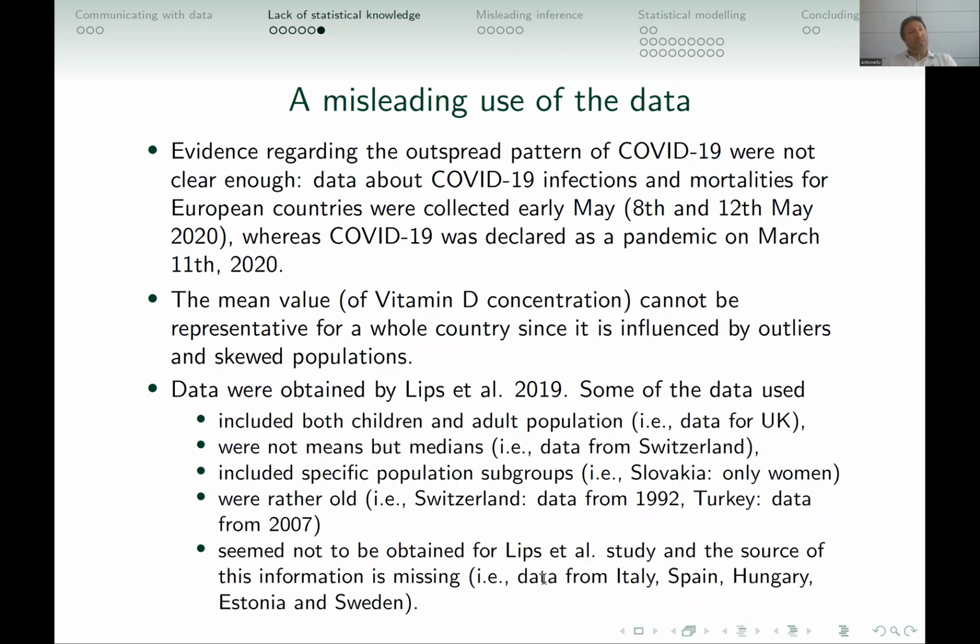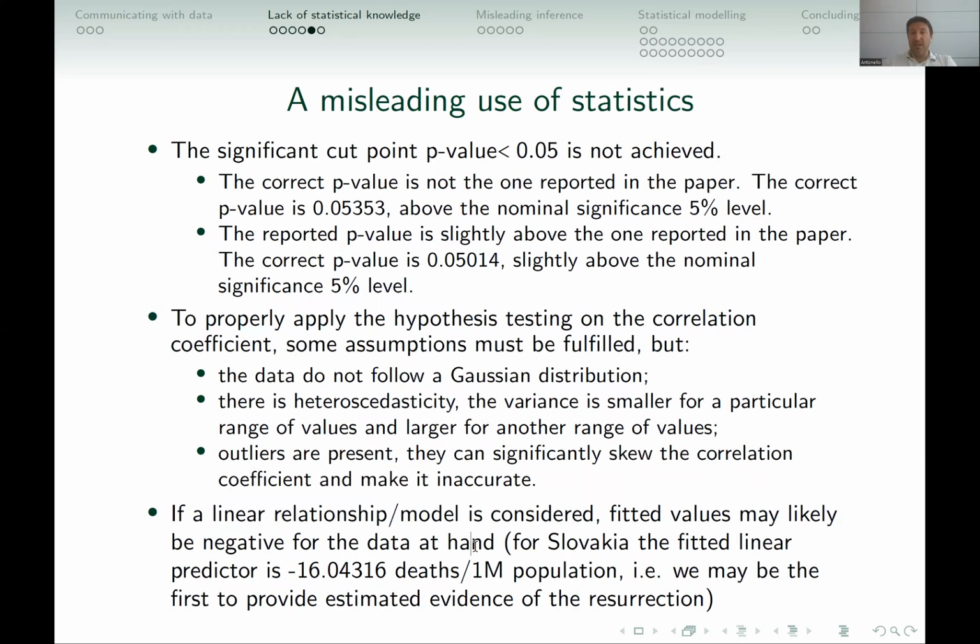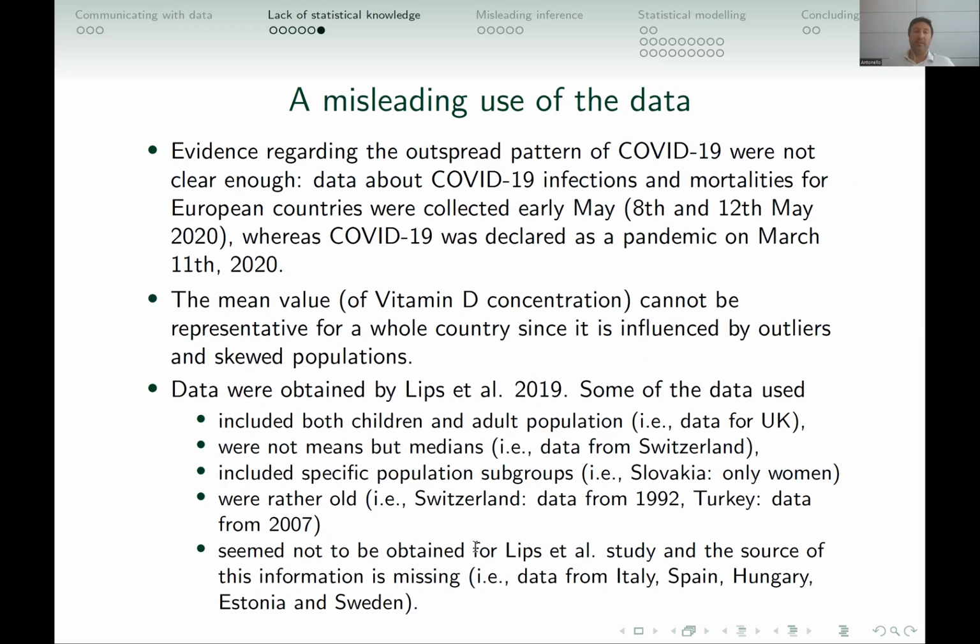There is also a misleading use of the data. There are two letters written to the journal. One is mine, where I describe the misleading use of statistics, and another one describing the misleading use of data by another author. It simply shows that the data are too heterogeneous. The way deaths are computed in the different countries is heterogeneous. Well, there are some problems.